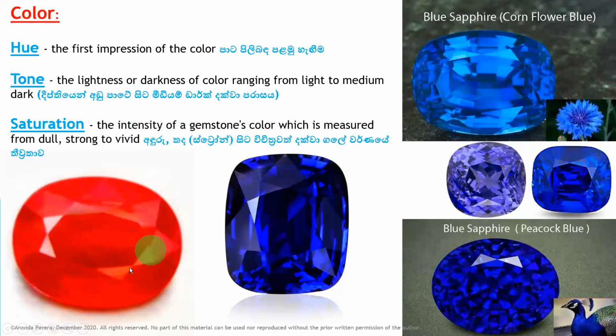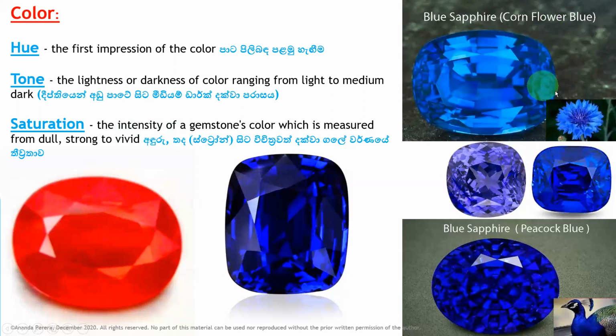Now look at this ruby. It is ruby, red color. Ruby, it is vivid. Tone is very nice. Hue, good hue. Look at the blue sapphire here. Vivid, good hue. Tone also good.